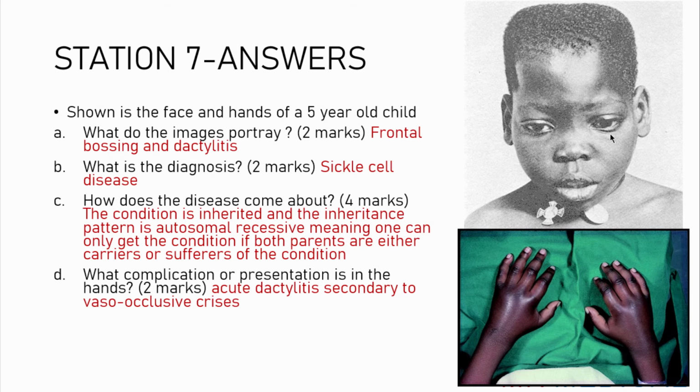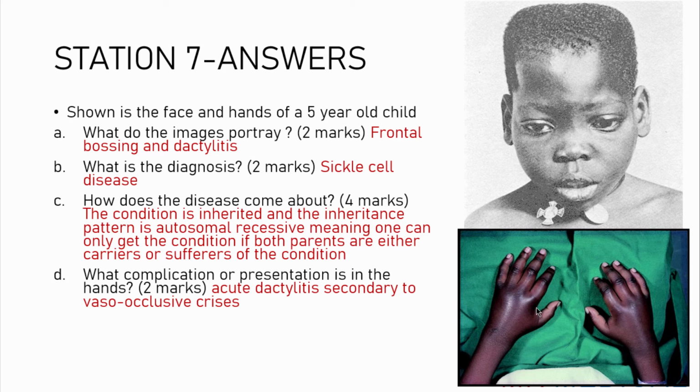So this is obviously frontal bossing that you can see in this picture above. And in this picture below, you can see the swelling of the digits of the fingers bilaterally, which you refer to as dactylitis. What is the diagnosis? This child most commonly has sickle cell disease.